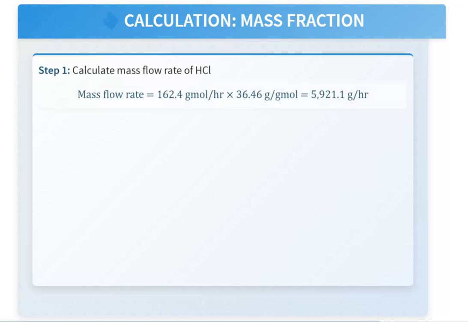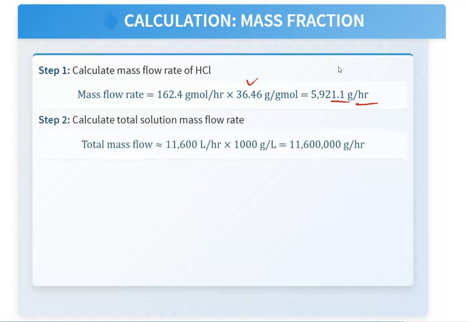Next we have to calculate the mass fraction. So calculate the mass flow rate of the HCl. We know the molar flow rate, 162.4 gram mole per hour, into the molecular weight 36.46 gram per gram mole. That will give 5921.1 gram per hour. And then calculate the total solution mass flow rate. Total mass flow rate will be the volumetric flow rate into the density, so 11,600 and then 000 gram per hour.